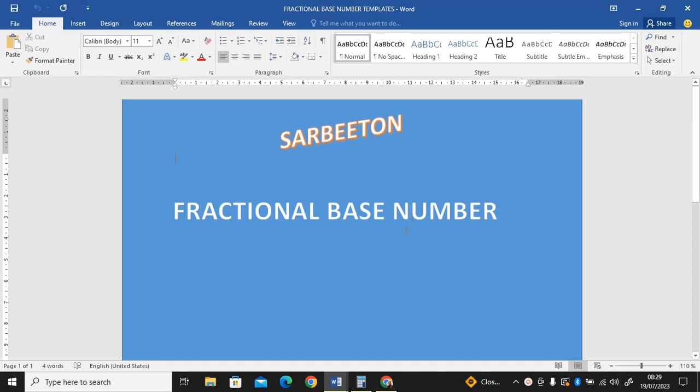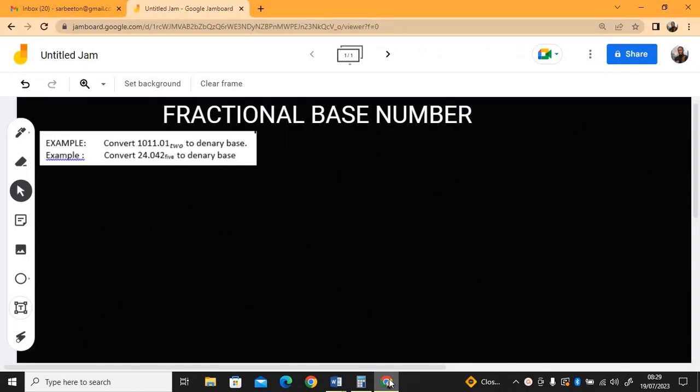Now this is another lesson, fractional base numbers. So how do you convert a base number that is a decimal to denary, to base 10? We have been doing numbers without decimal points, so let's move to decimal points. So let's check. This is an example.